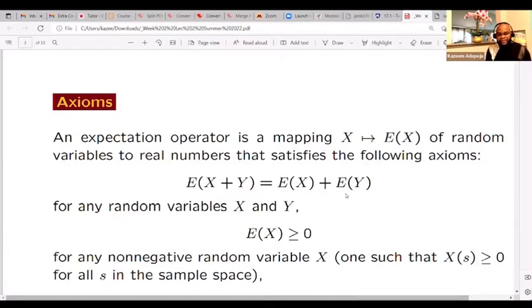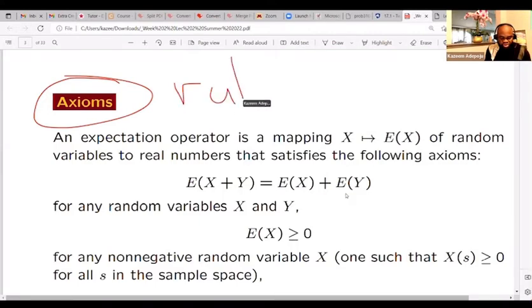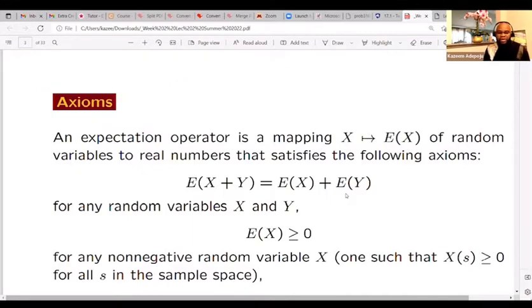So right now, we're going to start with axioms. Like I said, when I say axioms, I mean rules. We live in a world where we've got a lot of rules, just like before you can live in the state of Minnesota, of course Minnesota has laws and regulations. We also have rules that guide the probability and the expectation that we're going to talk about now.